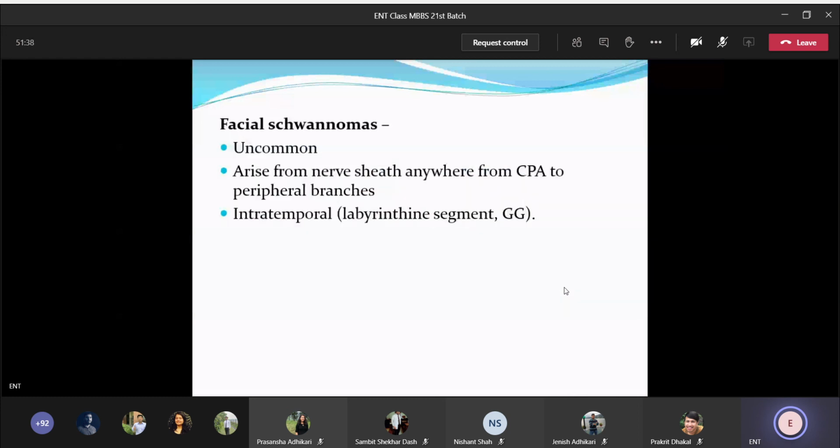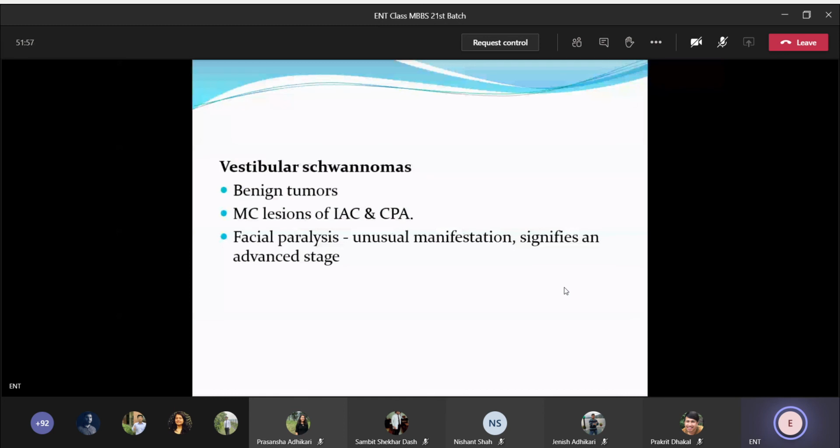Facial schwannoma, etiology unknown, arises from the nerve sheath anywhere from the CP angle to the peripheral branches. It is most commonly intratemporal, most commonly the labyrinthine segment and geniculate ganglion. Most commonly geniculate ganglion. Vestibular schwannoma is the most common lesion in the internal auditory canal and CP angle.